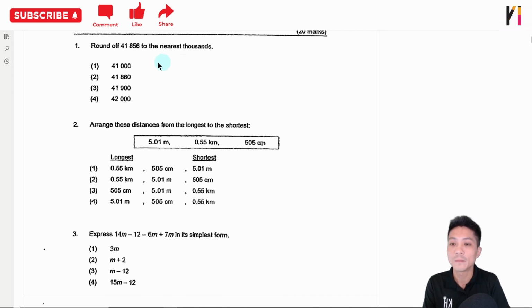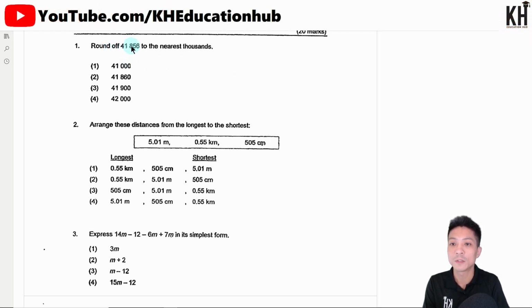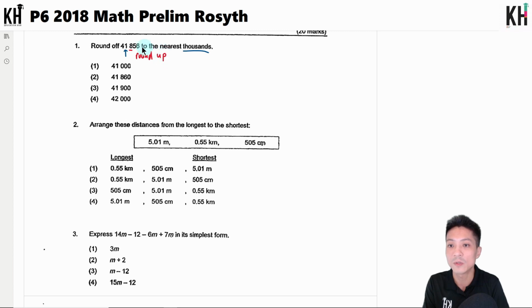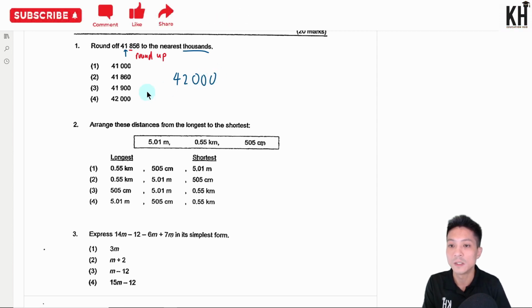Okay, question 1. Round off 41,856 to the nearest thousands. Okay, so in this case, look at the digit in the thousands placing, which is this one over here. And look at the digit behind it. If it is an 8, that means you got to round up, right? Okay, so when you round up, the 1 will become a 2 and everything behind will become a 0. Okay, so for question number 1, the answer will be number 4.